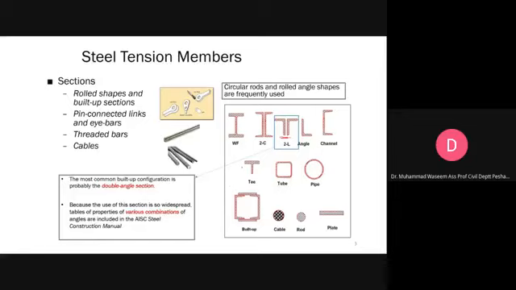If you see this list, you might be familiar with these sections. Now this is a double channel, this is a single channel, this is one angle, or this is a double angle. Apart from these hot roll sections, you also have built up sections. So hot roll sections and built up sections both are used as a tension member. And most importantly, the double angle section is the most frequently used cross section as a tension member.